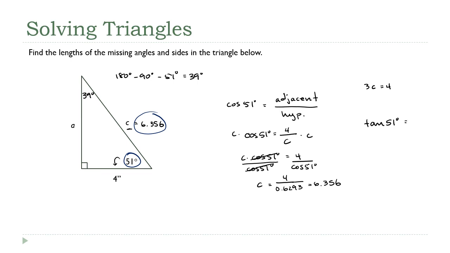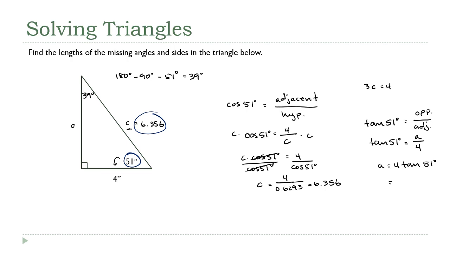Now you remember the tangent, that is the opposite side's length divided by the adjacent side's length. The opposite side, that's the one we're trying to find, is A. The adjacent side, that's 4. This is still tangent of 51 degrees. So let's multiply both sides by 4. And we get A is equal to 4 times the tangent of 51 degrees.